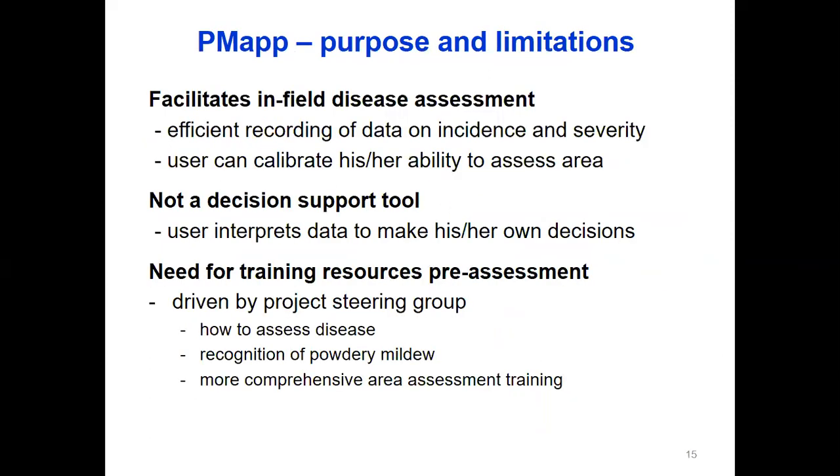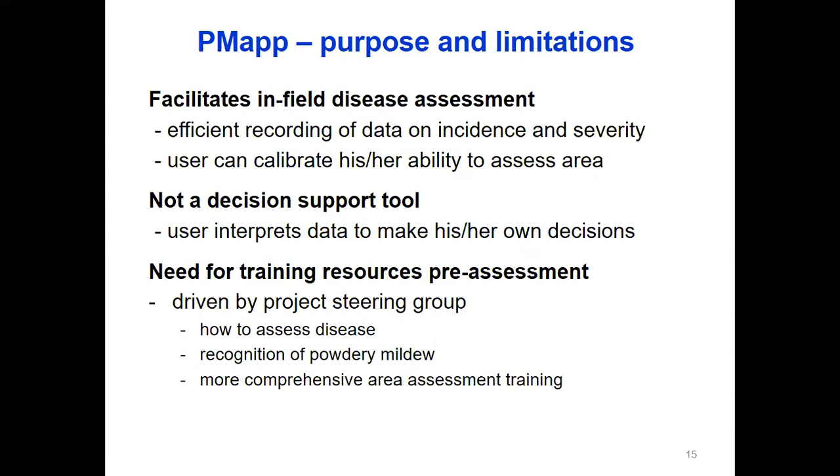So the purpose of PMapp is to facilitate in-field disease assessment, to make it easier to record data on incidence and severity, and then have those data emailed to oneself so there's no ambiguity. And the user can also calibrate their ability to assess area as they go. We are very keen to get across that it is not a decision support tool because the user interprets their own data to make their own decisions about what they're going to do with grape harvest, grape pricing, and any other purpose.